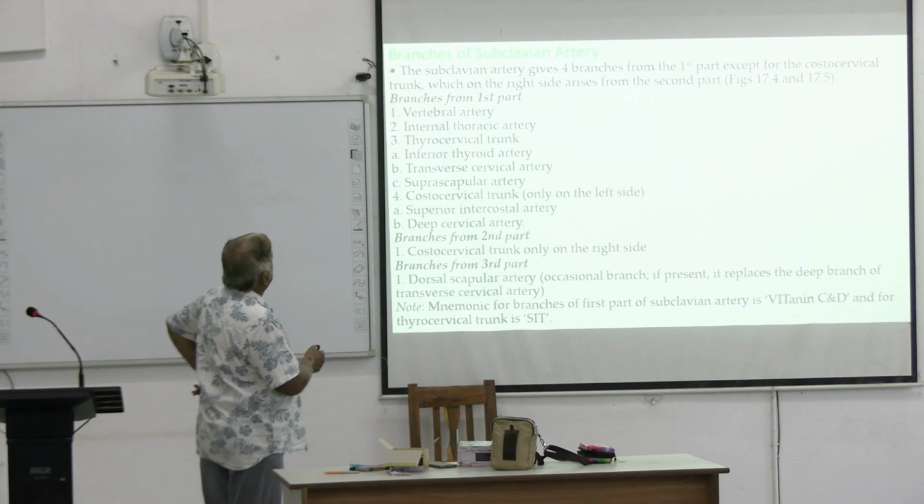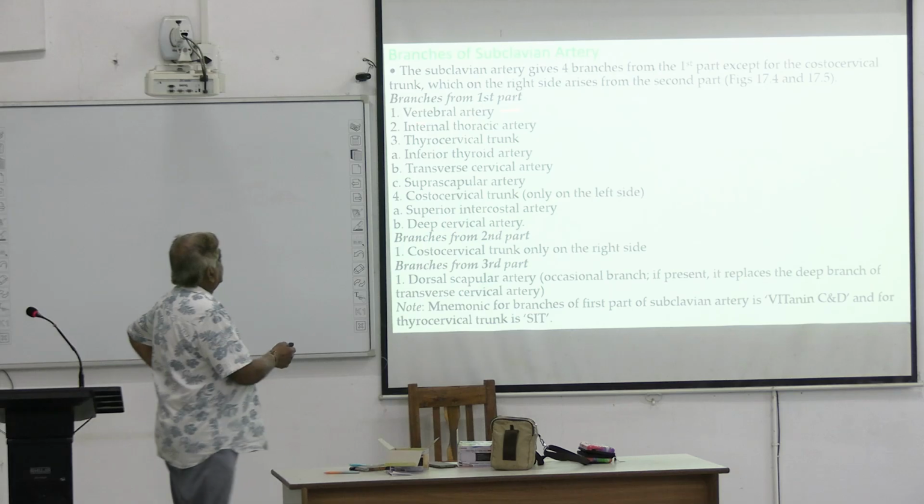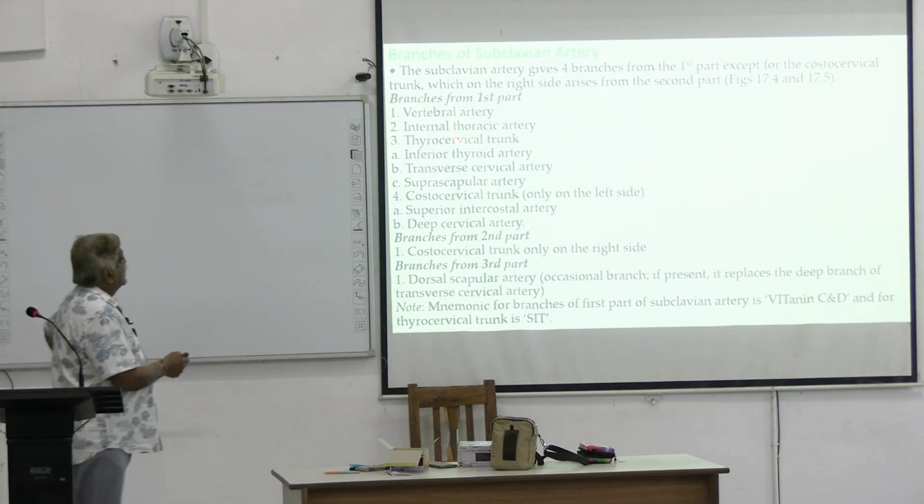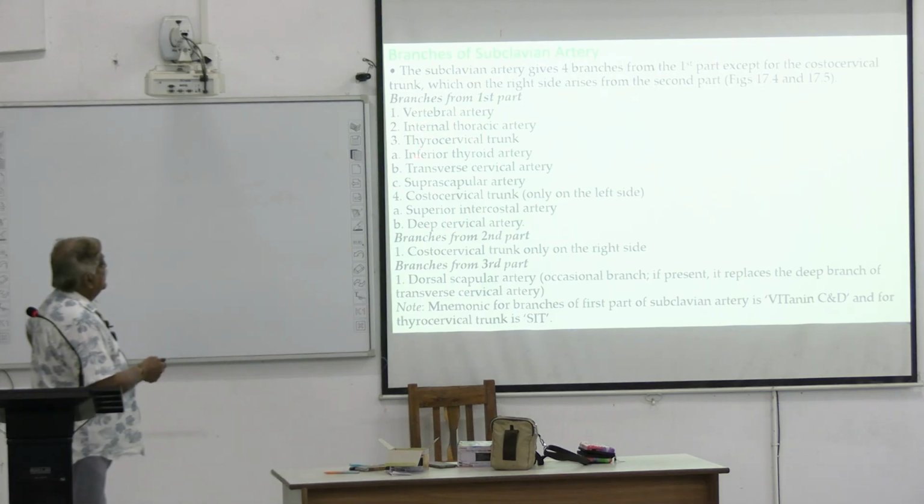Now the subclavian artery gives 4 branches from the first part except the costocervical trunk, which on the right side arises from the second part. Branches from the first part: vertebral artery, internal thoracic artery, thyrocervical trunk, inferior thyroid artery, transverse cervical artery, suprascapular artery, costocervical trunk only on the left side. Now, a superior intercostal artery, one deep cervical artery. Branches from the second part: costocervical trunk only on the right side.